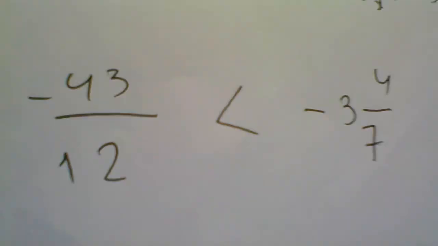So you will find out that the answer would be negative 43 over 12 is actually smaller than negative 3 and 4 over 7. So that will be your answer.